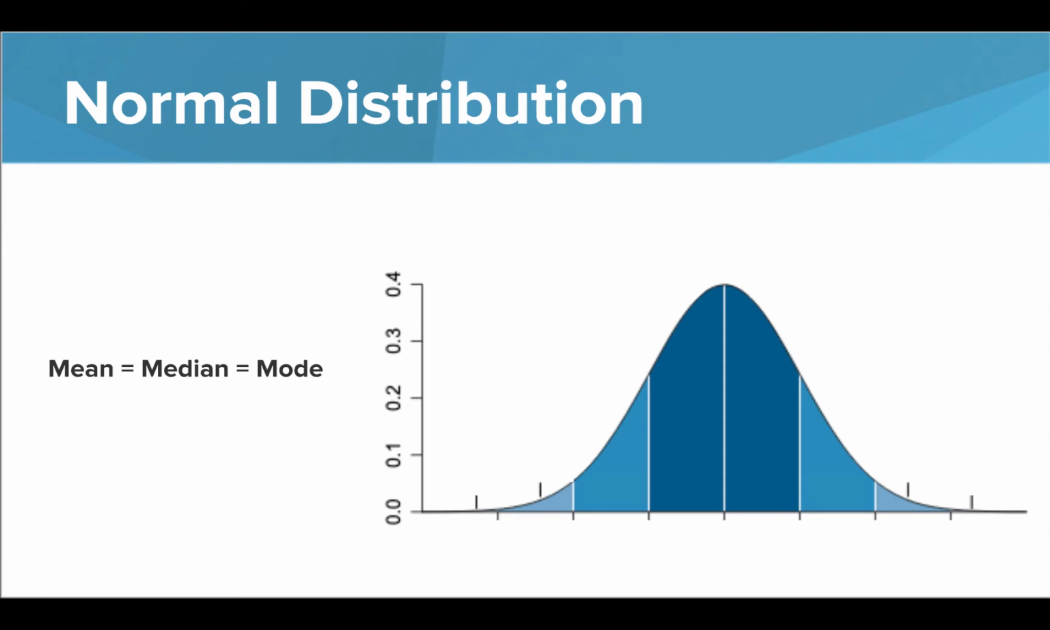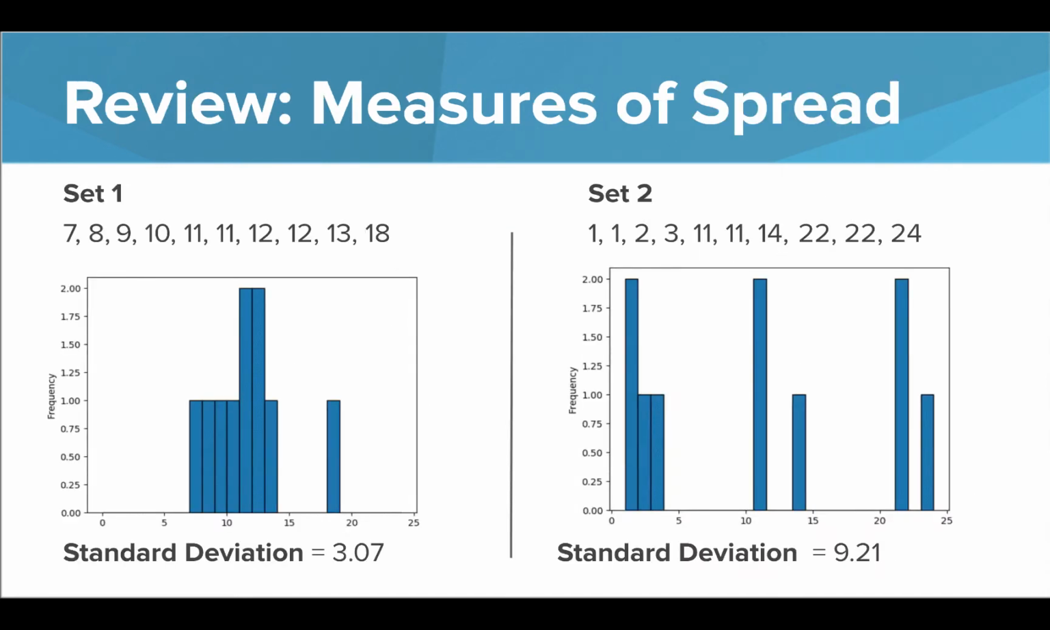In a normal distribution, the mean, the median, and the mode are all the same value. 50% of the values are less than the mean, and 50% of the values are greater than the mean. We can also use the spread of the data and the standard deviation to dive more into detail with these percentages. Let's review a bit.